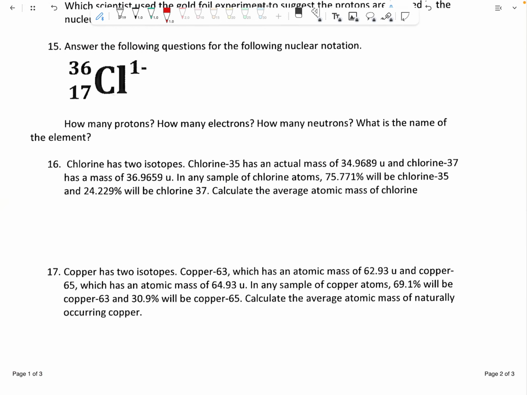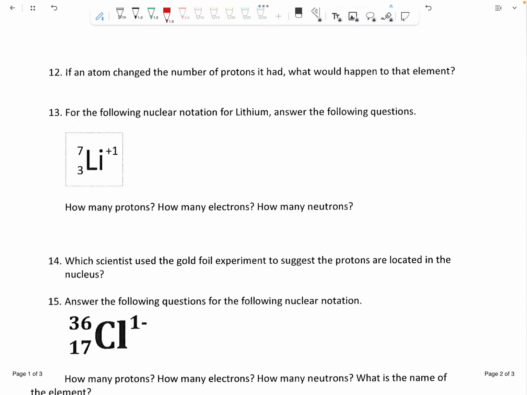Okay, now let's go to 12. If the atom changed the number of protons that it had, what would happen to that element? Well, it changes its identity. It's no longer the same element. If you add a proton to an element, it becomes something else. If you take one away, it becomes something else.